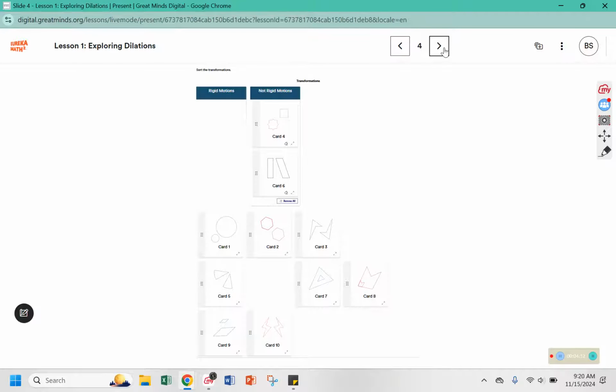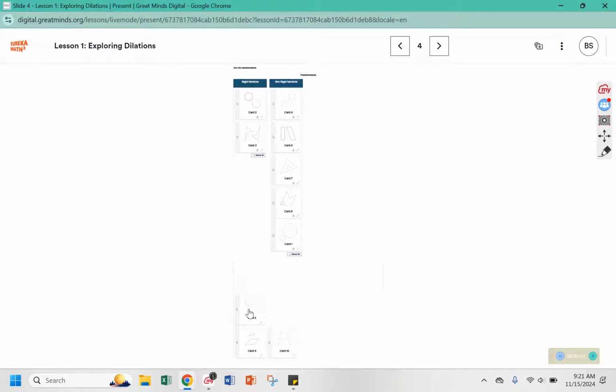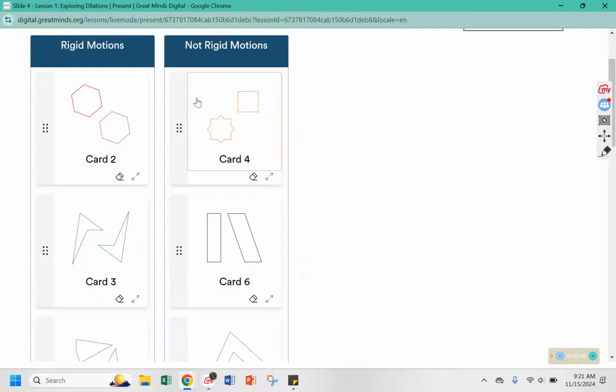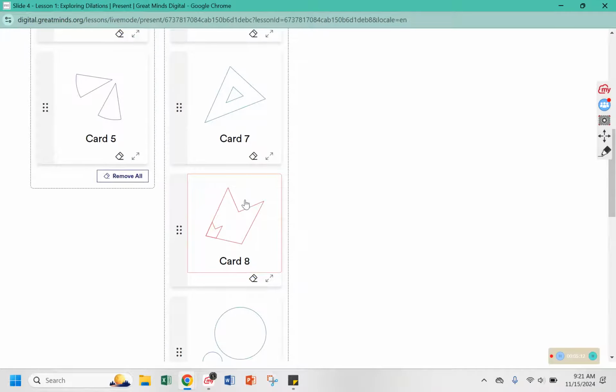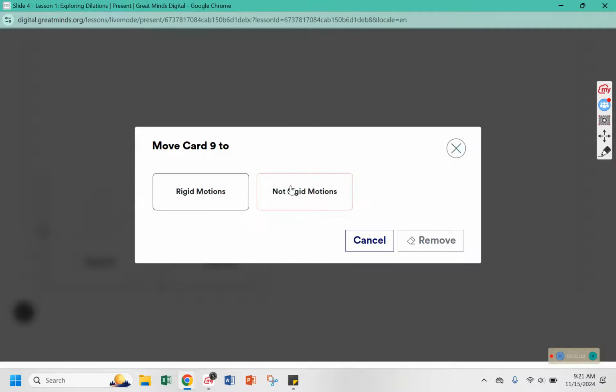So here we get to sort them. This one says not rigid motions. These ones will be rigid motions. So rigid motions, they stay the same size. This one is not rigid motions because it changes the size. Not rigid motion. This one is the same size. So it's getting really tiny here. Let's see if I can keep it bigger. So not rigid motion. Either it's not the same shape or it's not the same size. But rigid motions are the same size and the same shape. We have two more. This one is not a rigid motion because it's not the same size. And this one is a rigid motion.